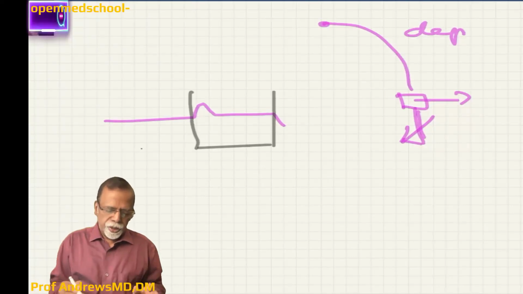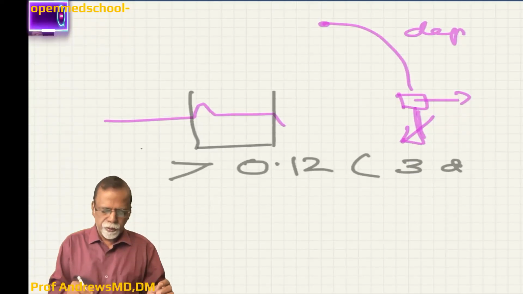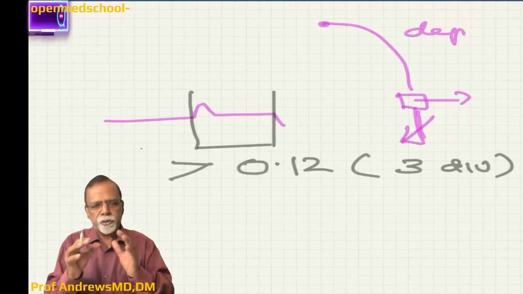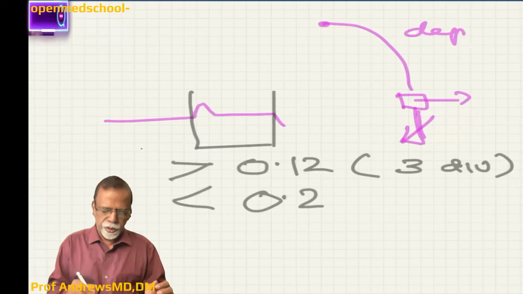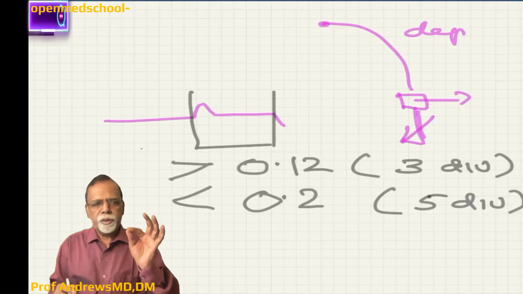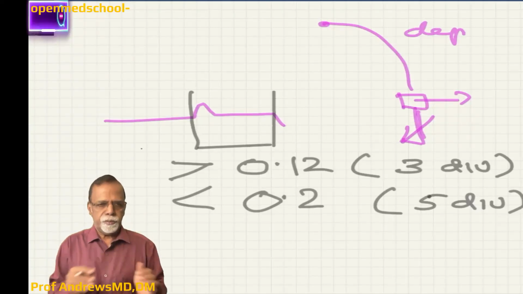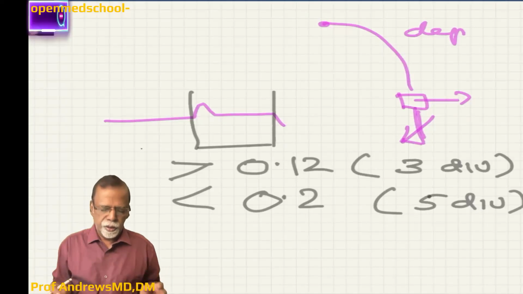So what is the normal duration of the PR interval? The PR interval should be more than 0.12 seconds, that is 3 small divisions, the same duration as the P wave. The maximum should be less than 0.2 seconds, that is 5 small divisions. So two numbers, 3 and 5. It should be more than 3 small divisions and less than 5.